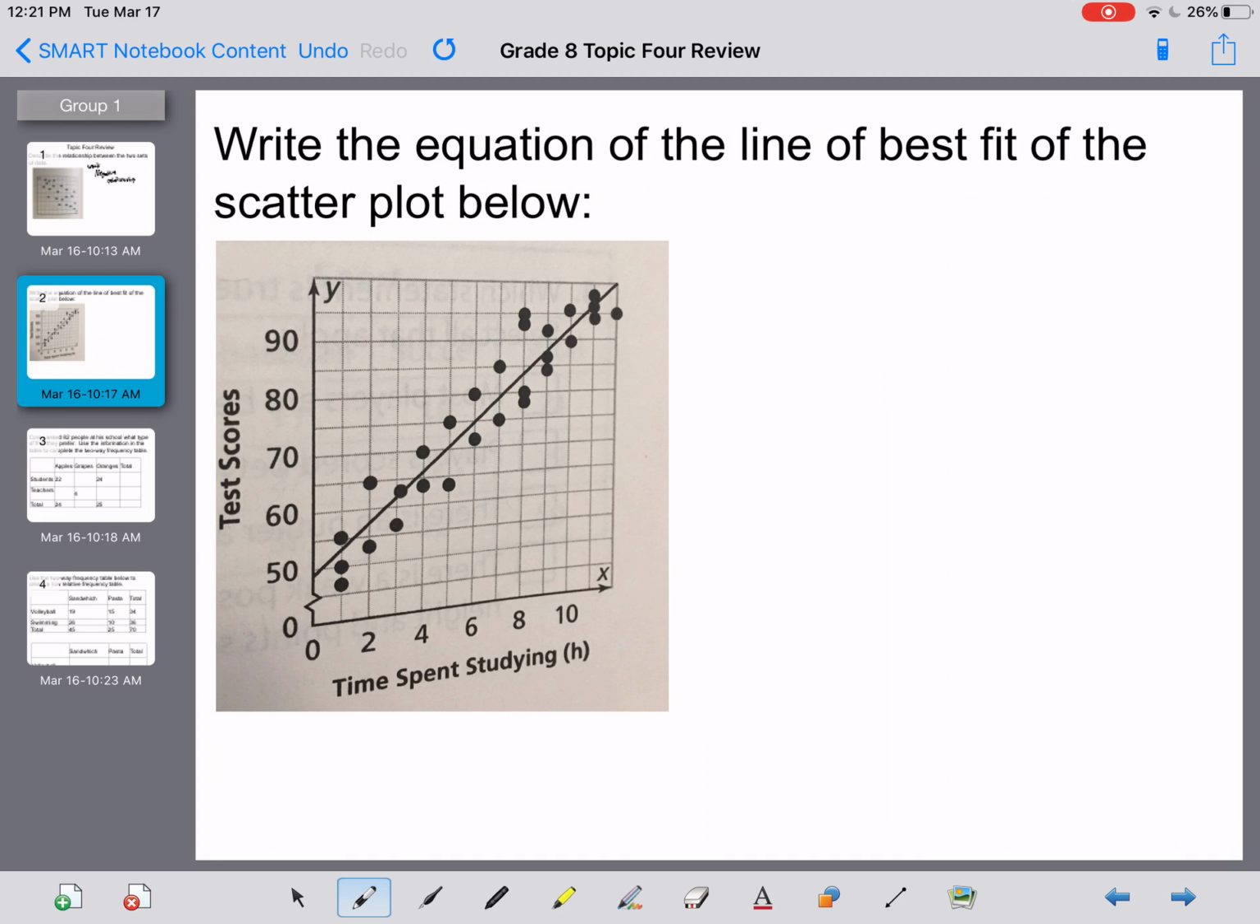Write the equation of the line of best fit of the scatter plot below. Take a second to copy down the problem and a quick sketch of the graph as well.